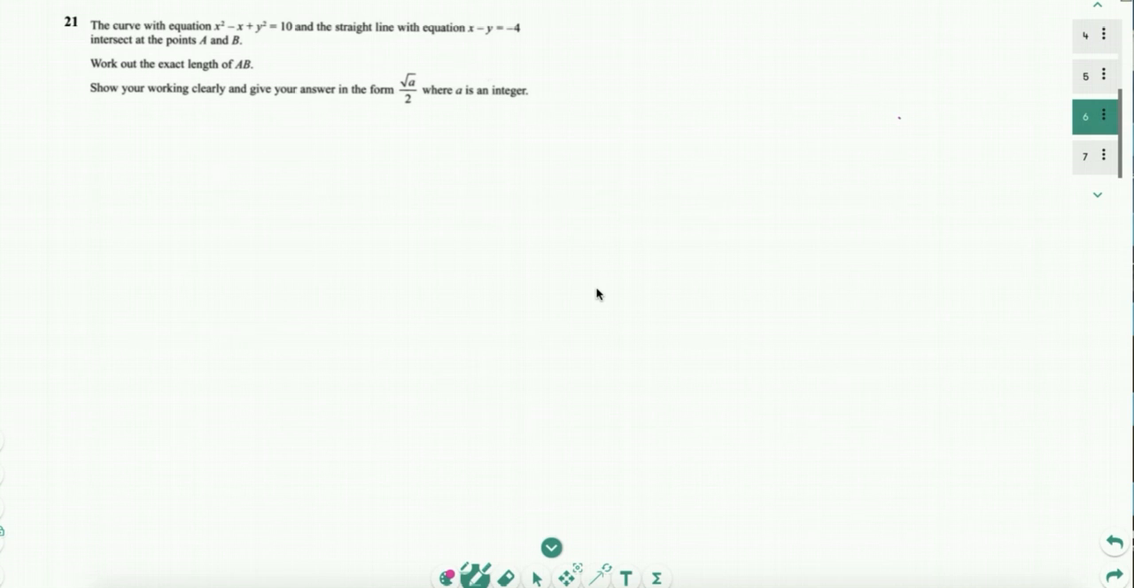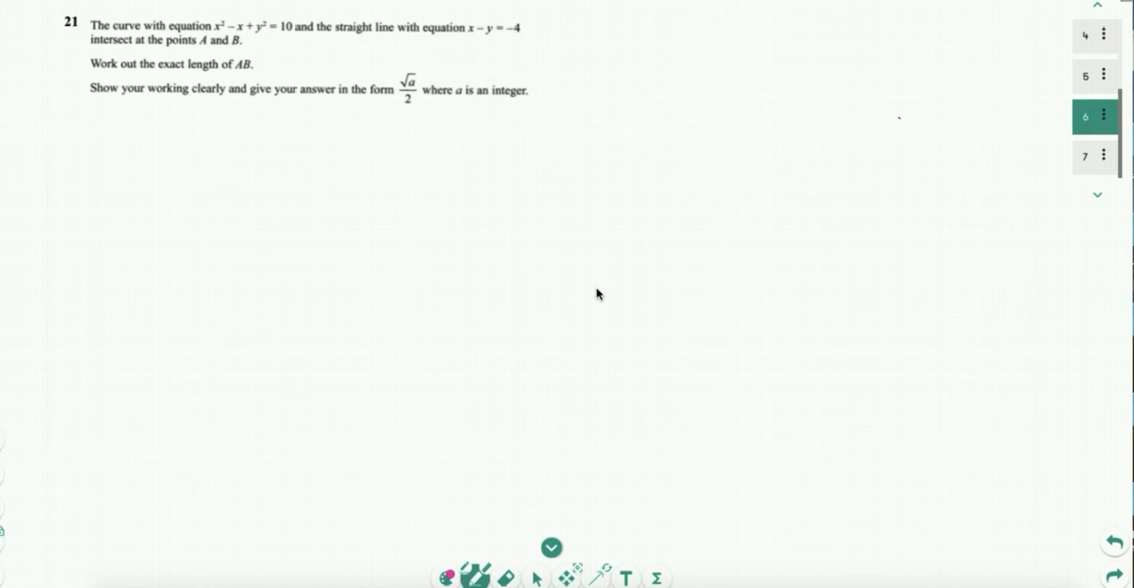The curve of equation x squared minus x plus y squared equals 10, and the straight line of equation x minus y equals minus 4 intersect at the points A and B. Work out the exact length of AB. Show your working clearly and give your answer in the form root A over 2, where A is an integer.